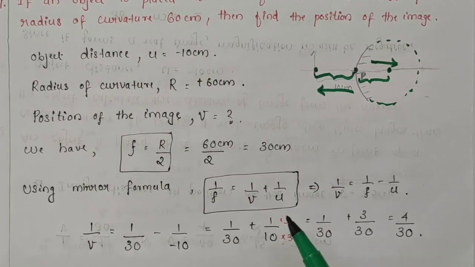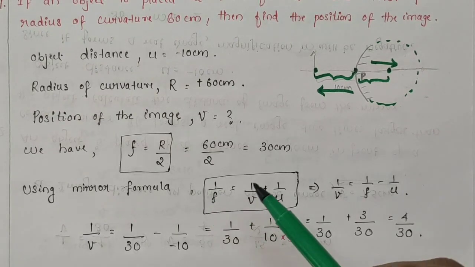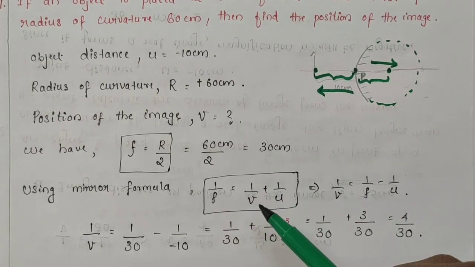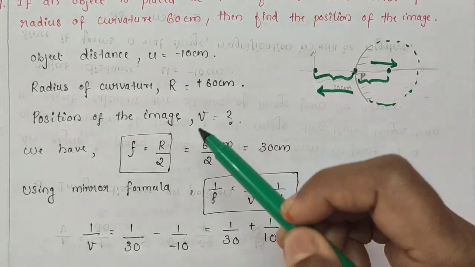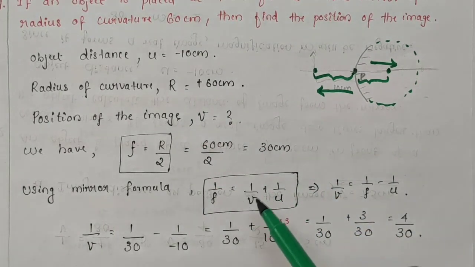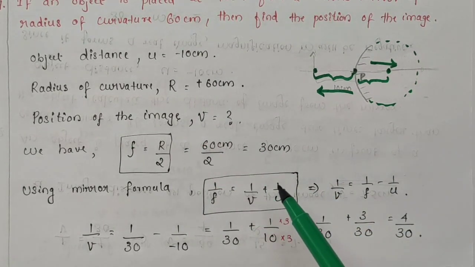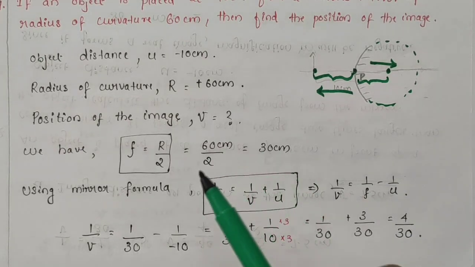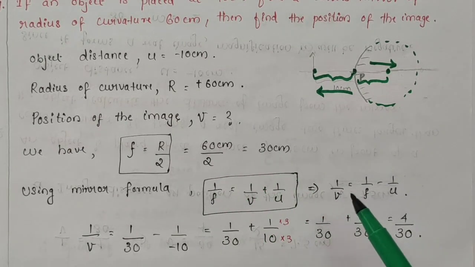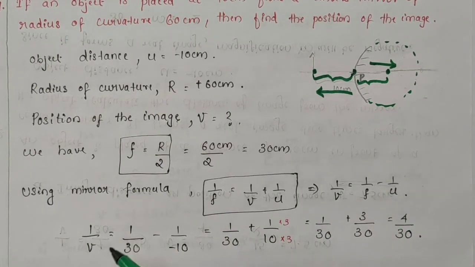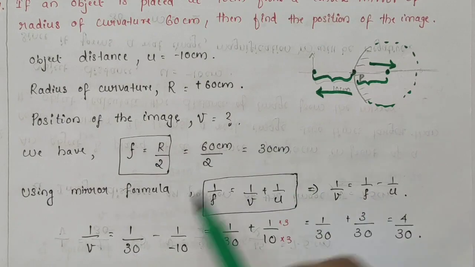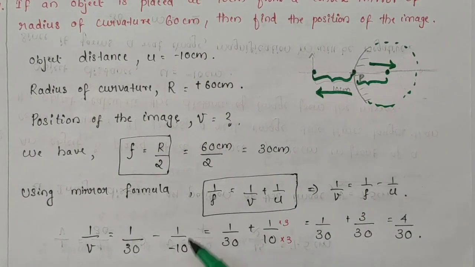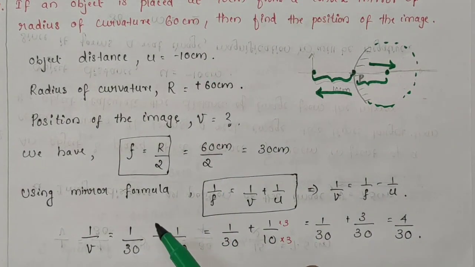Now by using the mirror formula, we have 1 by f is equal to 1 by v plus 1 by u. We want the position of the image, that is v. So I keep 1 by v here and take the plus 1 by u to the other side, so it becomes minus 1 by u. So 1 by v is equal to 1 by f minus 1 by u. f is 30, and u is minus 10. The minus minus becomes plus, so this can be written as 1 by 30 plus 1 by 10.